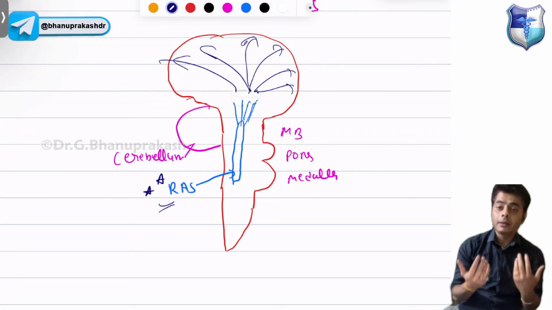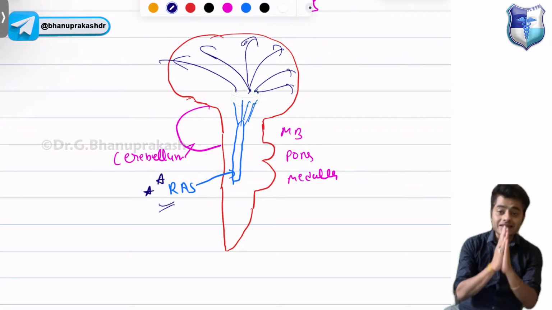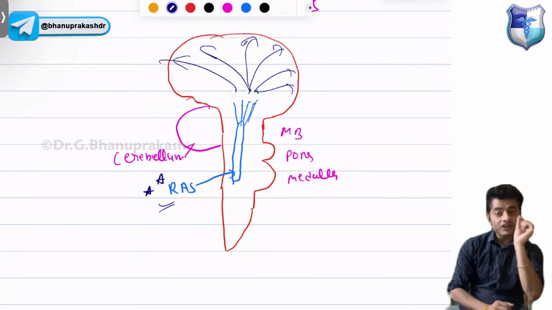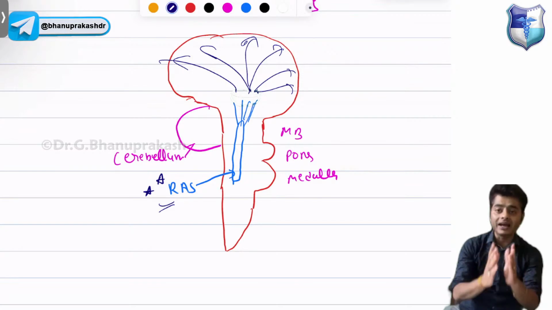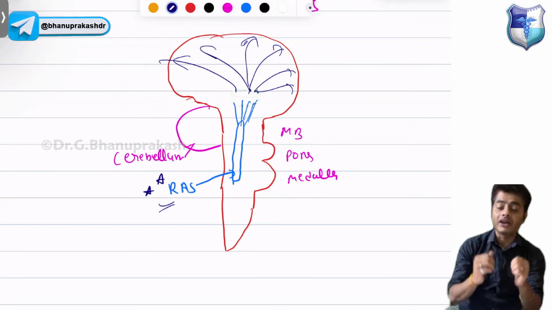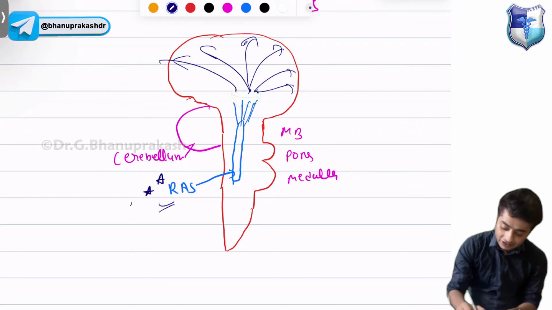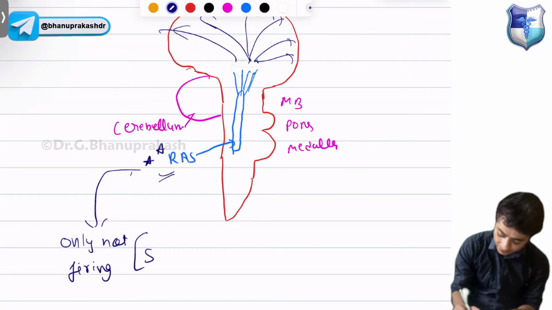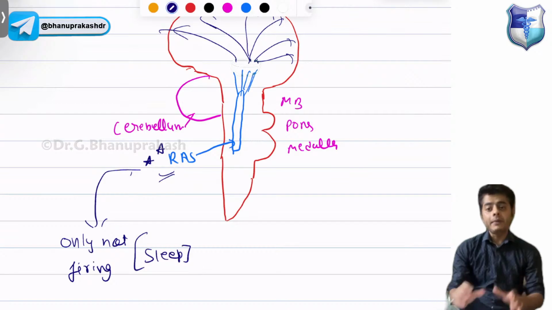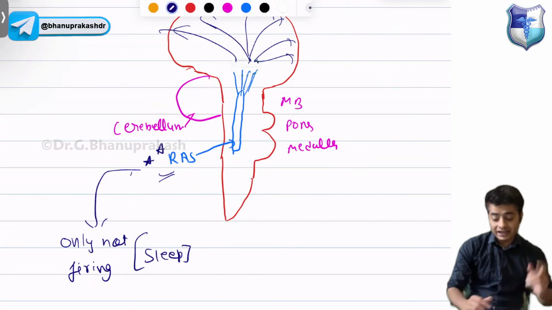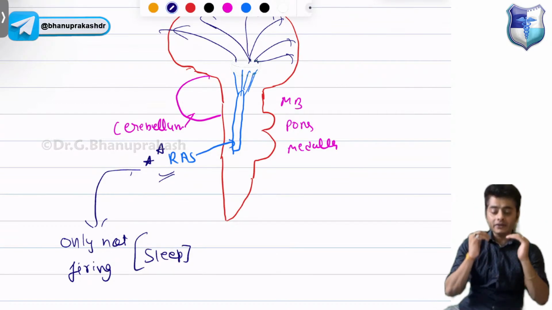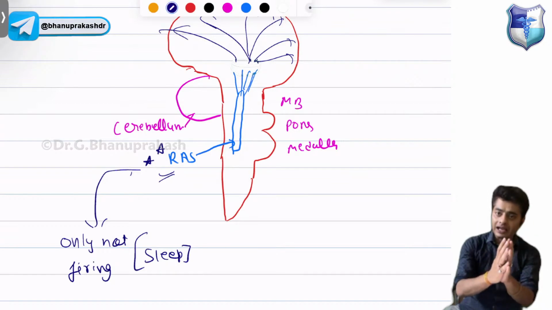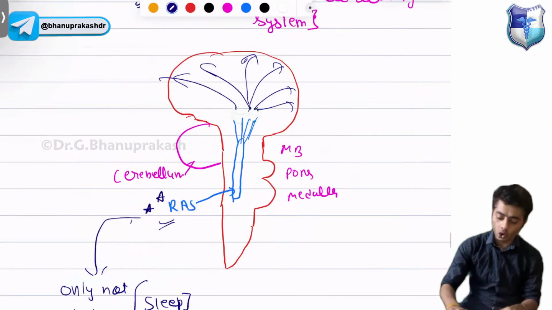Be awake, be awake, जाग जाओ. So there is a system in your brainstem, the reticular activating system, which fires when you are aroused, when you are not sleeping. It is only not firing at the time of sleep. But when you are awakened, this system fires quickly. Its fibers go to the thalamus, and from the thalamus fibers reach the whole cortex.